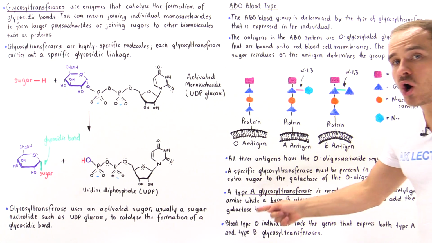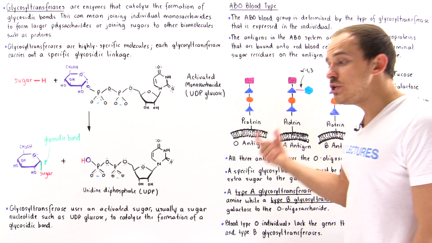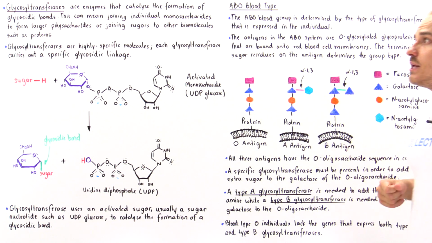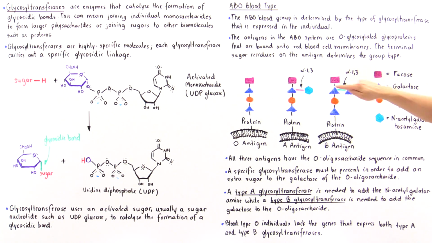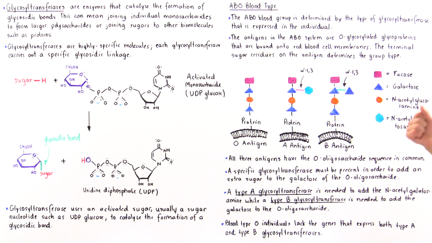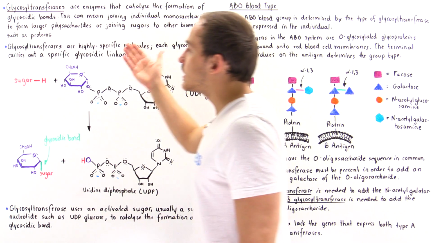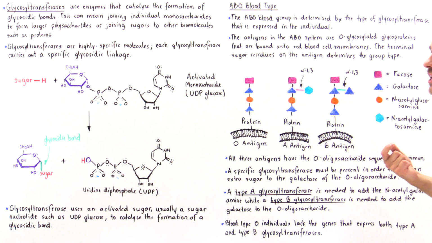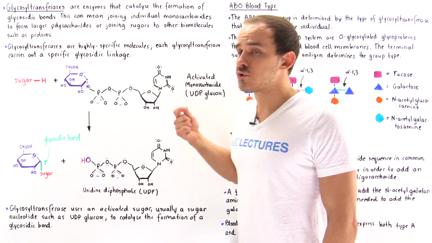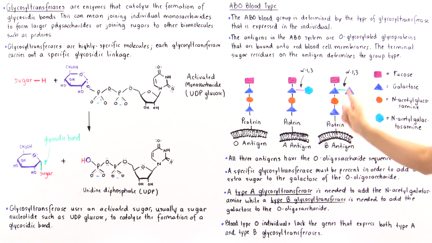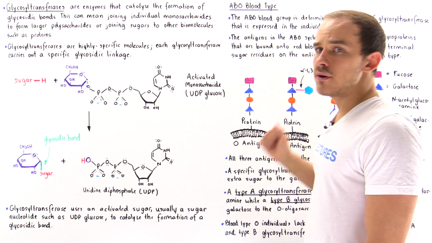And blood type O individuals basically have genes that cannot express either one of these, type A or type B glycosyltransferases, in which case they cannot form these bonds, and so they end up having this glycoprotein on the red blood cell membrane. So we see that glycosyltransferases are highly specific molecules, and inside our body we have these specific glycosyltransferases that can catalyze the formation of specific bonds between specific types of sugar molecules.